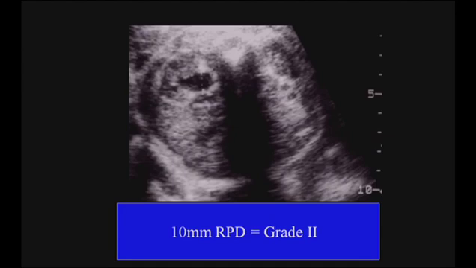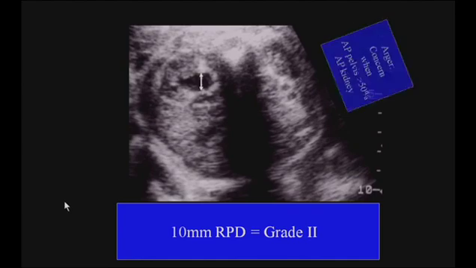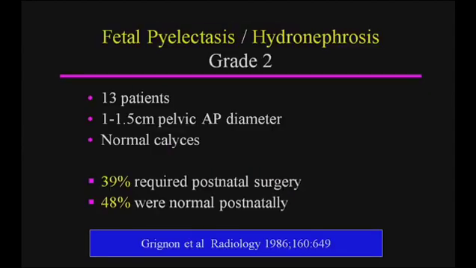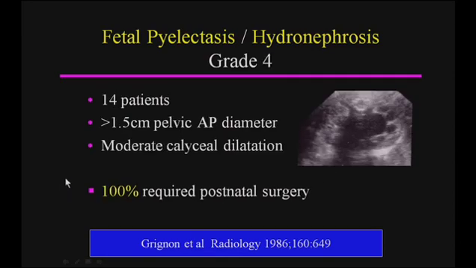This is an example of renal pelvic dilation of 10 millimeters, which would be labeled grade 2. This is seen on the right side with nothing seen as dilated on the left side. Peter Auger said a number of years ago that he would worry when the AP pelvis was greater than 50% of the AP measurement of the kidney. So Grignon studied their grade 2s were those with 1 to 1.5 centimeters of AP pelvic diameter in normal calyces. Their grade 3s we discussed. This is just an example of a grade 4 in which there's a very dilated pelvis and at least moderate dilation of the calyces. And 100% of this group in their study from many years ago went to surgery.